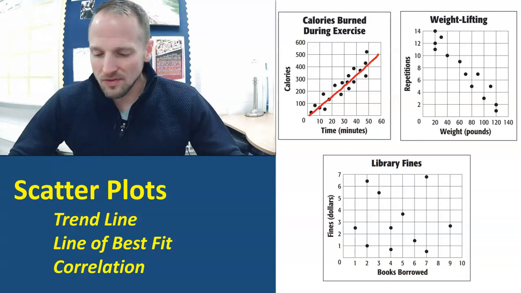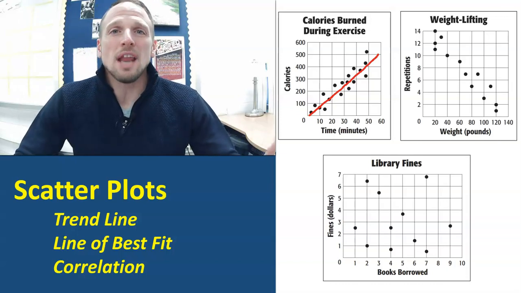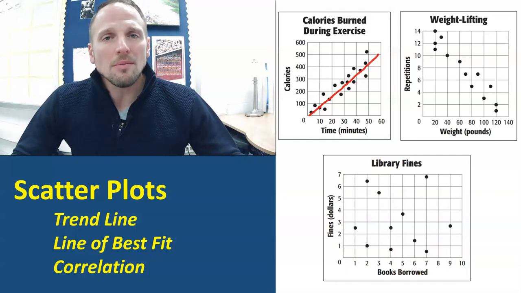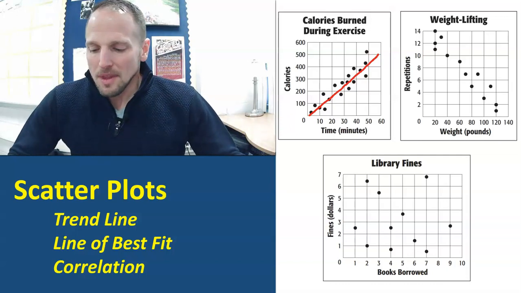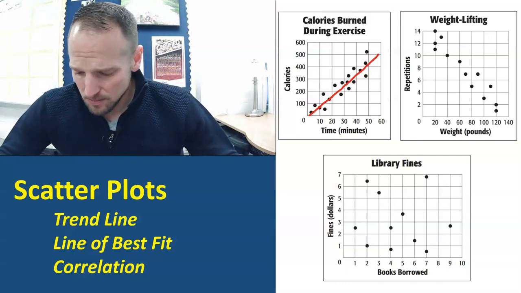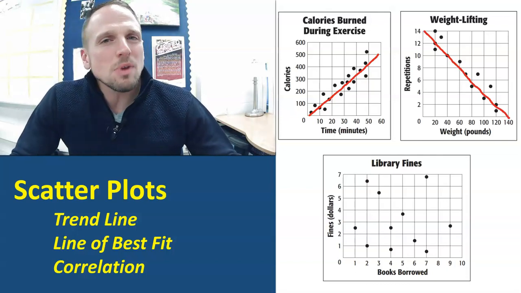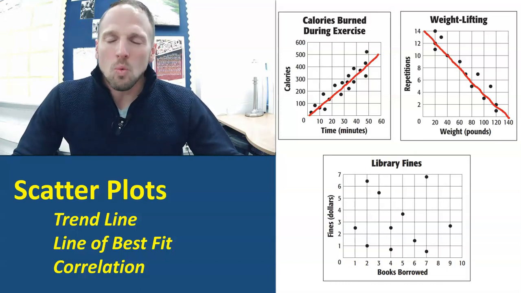Let's look at the next one, weightlifting. So on the left side, the y-axis is repetitions. That's how many times you can actually lift a bar. And the one on the bottom, the x-axis, is the weight. So how much weight is on it as you're lifting it. Could I draw a line through these points? Yeah, I sure could. It's not going to touch all of the points, and that's okay. But as I draw this, you can see there's generally about the same number above and below, and that line is definitely following what the trend of the data is.